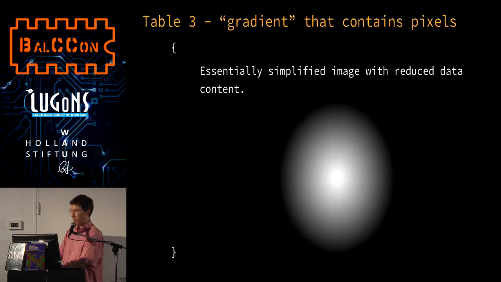Table 3 is the gradient. It is a simplified image with reduced data content. It's just black and white, from 0 to 255 shades of gray, from black to white.